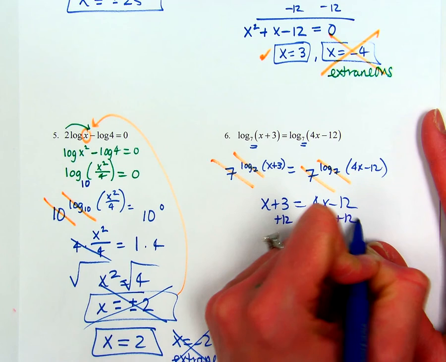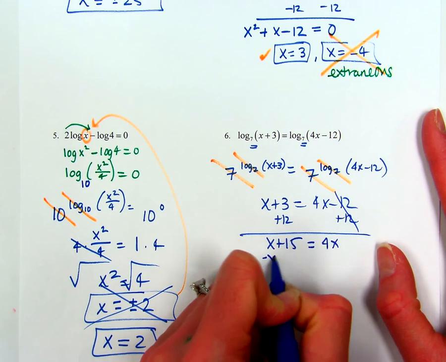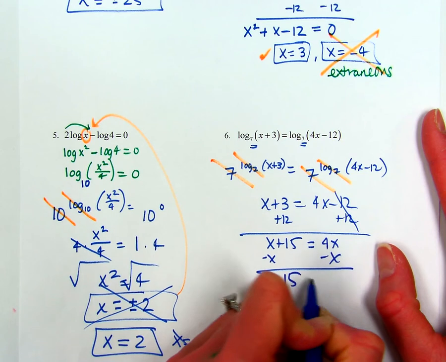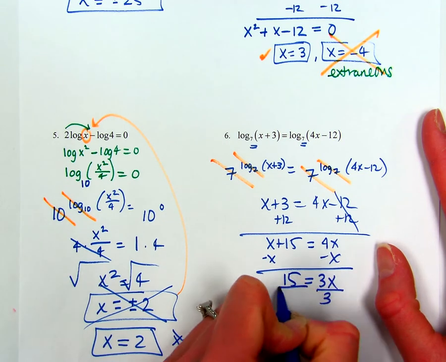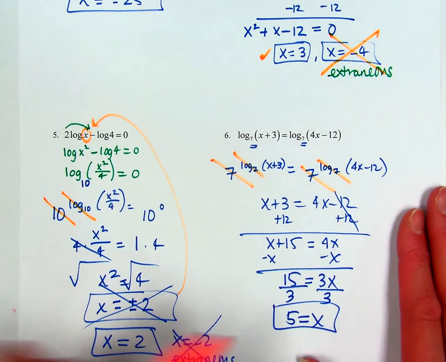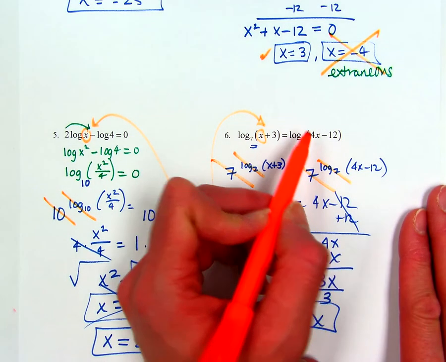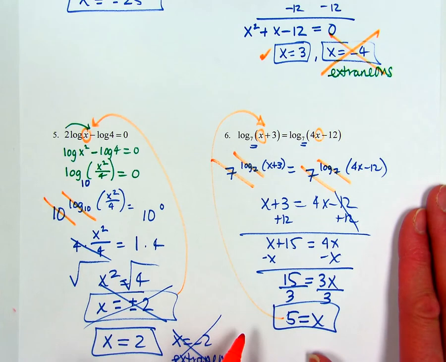So I'm going to add 12 to both sides. X plus 15 equals 4x. Subtract x. 15 equals 3x, and divide by 3. So I get x equals 5. And then just double check. Is 5 plus 3 a positive number? That's 8. That's good. 4 times 5 is 20 minus 12, which is 8, so that's positive, so this is good.